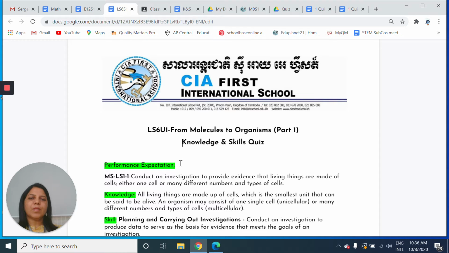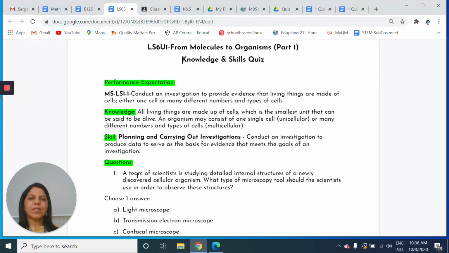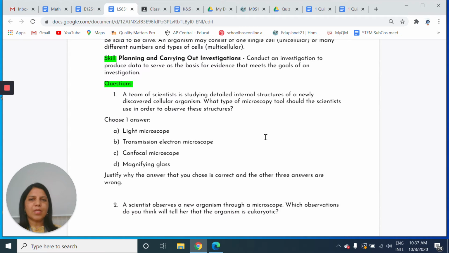Now, if you have a look at the quiz in this document, all these skills are mentioned, but that is not necessary. Your quiz can have only the questions, so there is no fixed pattern on this. So the planning and carrying out investigations, and the knowledge is structure and function. You see the questions are based on that.